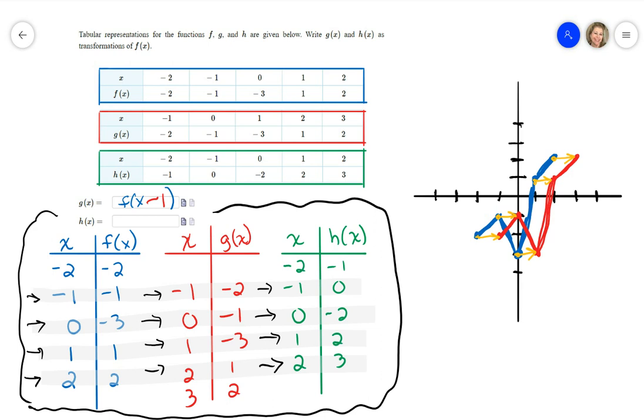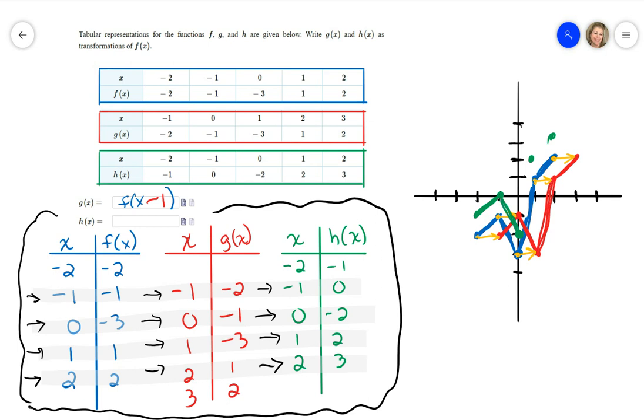Okay. Now the green one. On the green one, -2, -1 is here. -1, 0, 0, -2, 1, 2, and 2, 3. And then connect those dots.